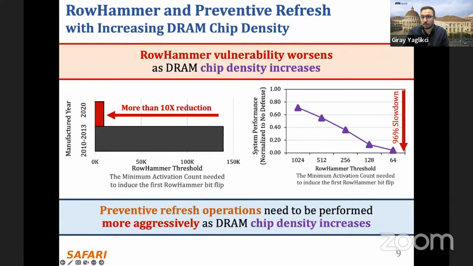There are many solution proposals in the literature. When we look at an example of them, which is called probabilistic row activation, we see that as the DRAM chip density increases and RowHammer vulnerability gets worse, we need to perform preventive refresh operations more aggressively, and it causes a significant performance degradation again.